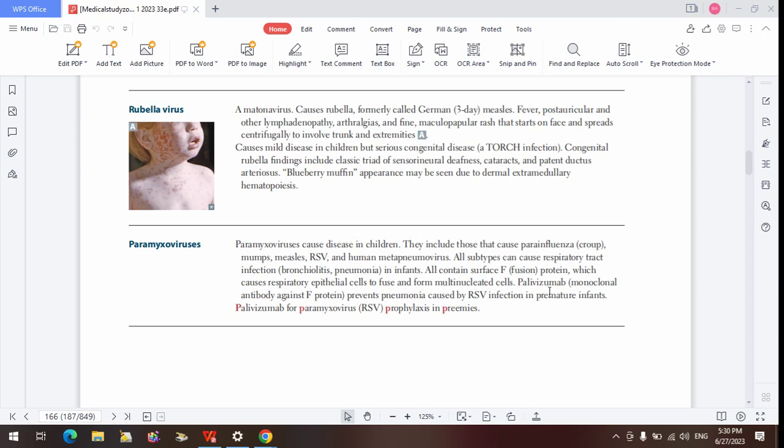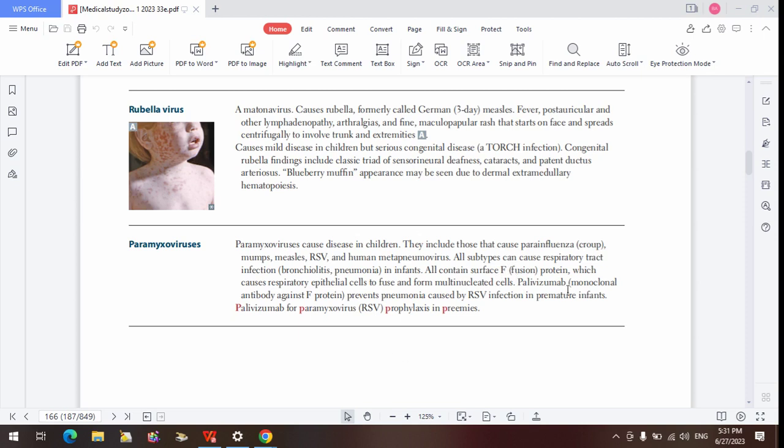So when the viral membrane fuses with the epithelial cells, they form what looks like giant multinucleated cells. So that is through the activity of the F protein. F protein is just a protein that allows fusion of the viral membrane with the respiratory epithelial cell membrane, so that they can form multinucleate giant cells. Don't forget that. That's the function of the F protein.